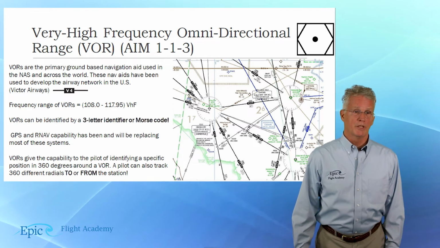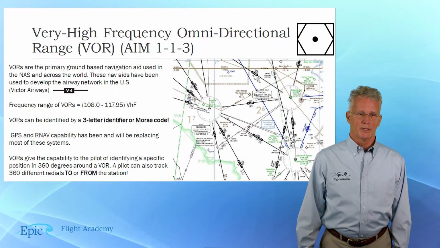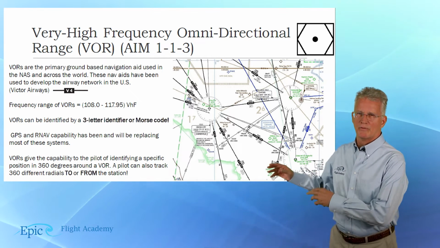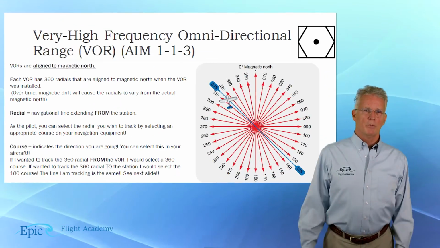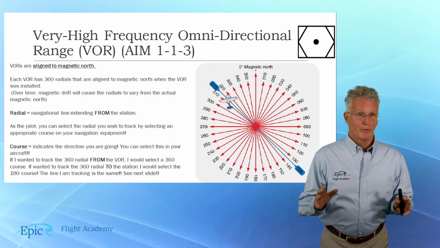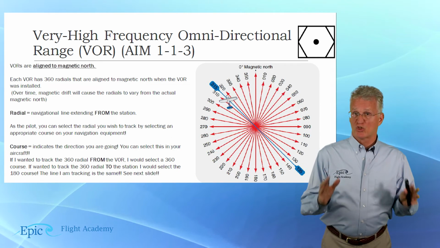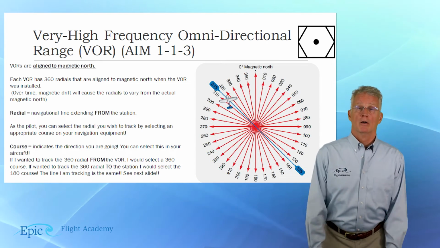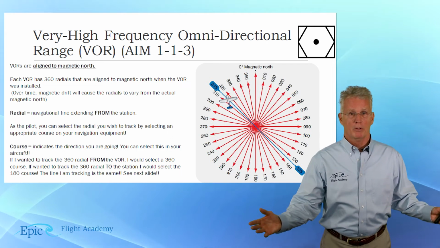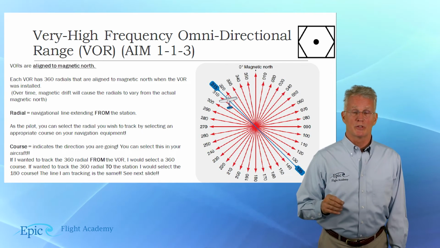Now, gradually over time, you'll see that GPS and RNAV are slowly replacing the VOR systems. So let's dig into this VOR in a little bit more depth. And remember, each VOR is aligned to magnetic north. It was aligned that way when it was built and installed. So you may come across a VOR that is no longer directly aligned to magnetic north because the magnetic pole has shifted. Now, each VOR has 360 radials.